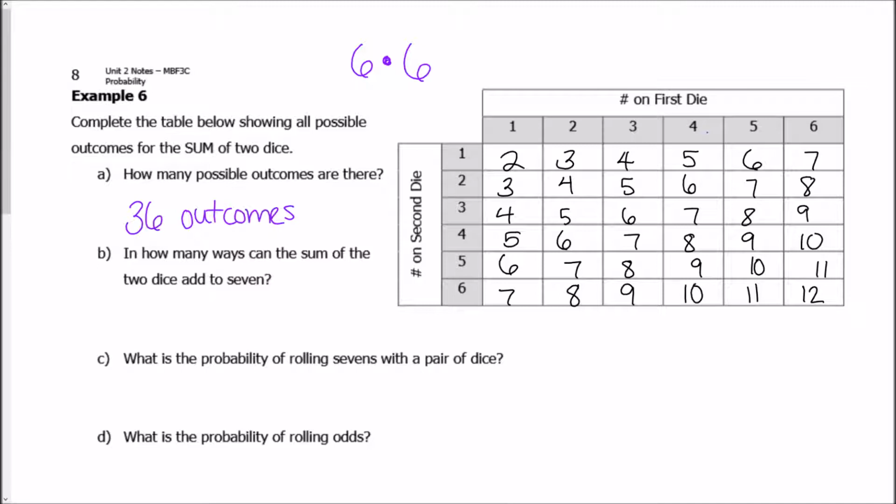So part B says, in how many ways can the sum of the two dice add to 7? So let's circle all the ones that add up to 7. So we've got 1, 2, 3, 4, 5, 6 different ones that will add up to 7. So we'll say that there are 6 different ways.